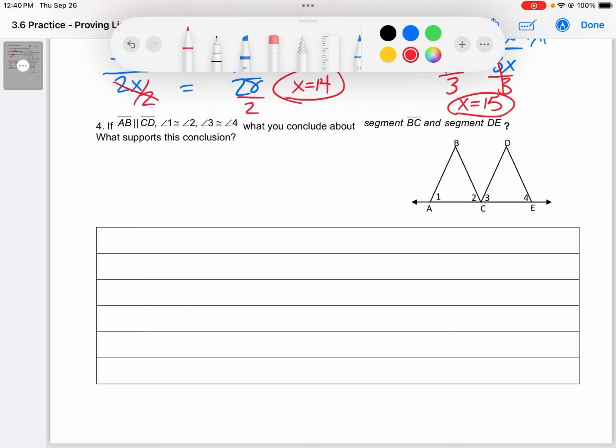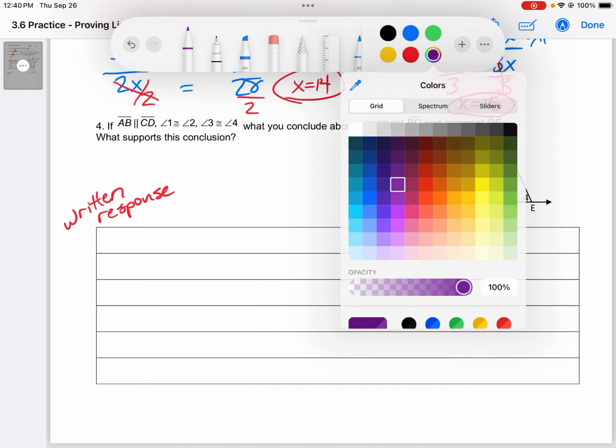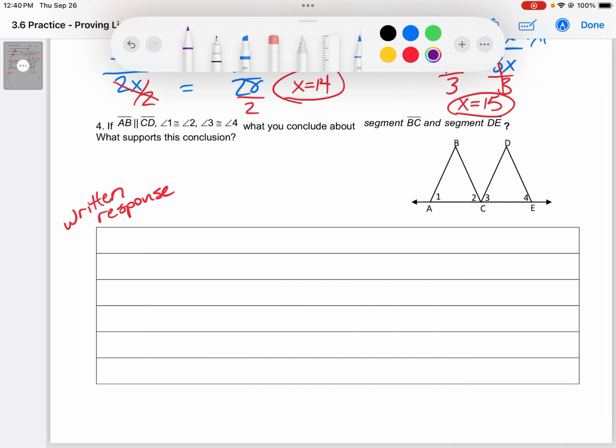All right, moving forward, we have a written response, and we're trying to get you guys to write a little more. Every class, every subject is trying to get you guys to write a little more. And everyone always asks, how many words, how many sentences? I want you to write at least 4 sentences on your answer here.